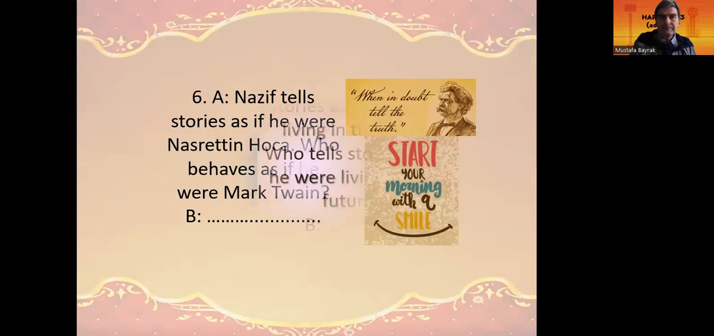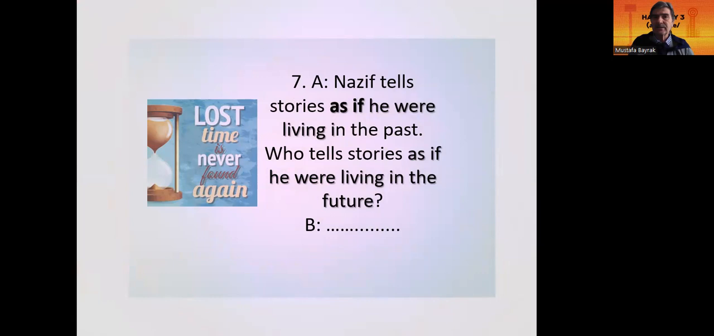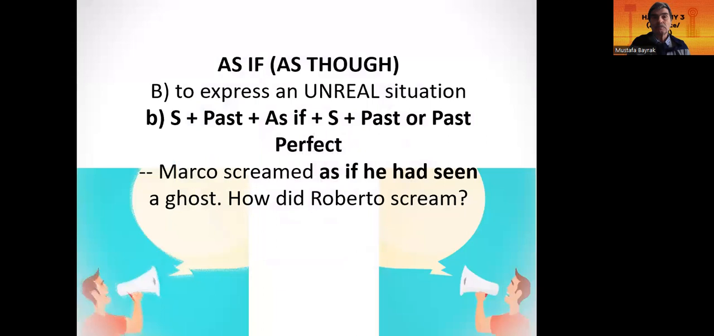Dialogue 7. Nazif tells stories as if he were living in the past. Is it possible for us to live in the past? No, of course, it is impossible. But look at Nazif. Nazif tells stories as if he were living in the past. Who tells stories as if he were living in the future? David tells stories as if he were living in the future. Yes, as if or as though.